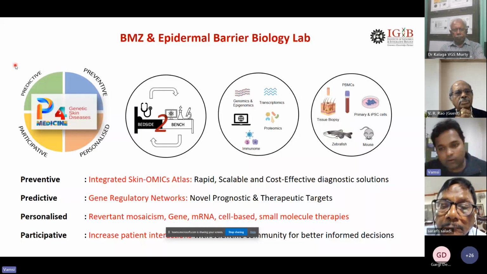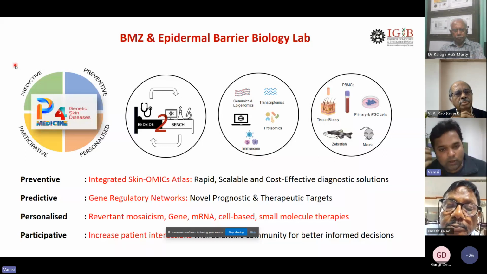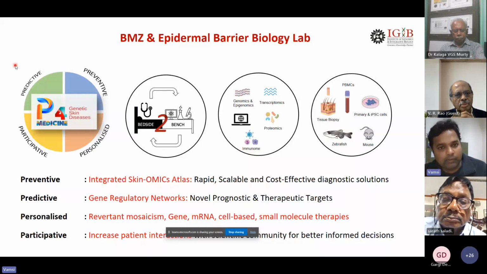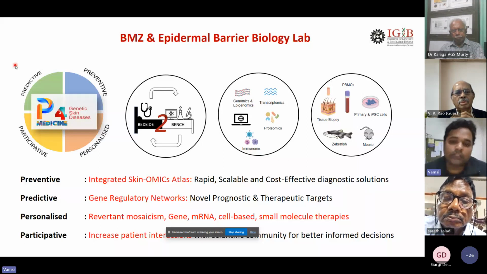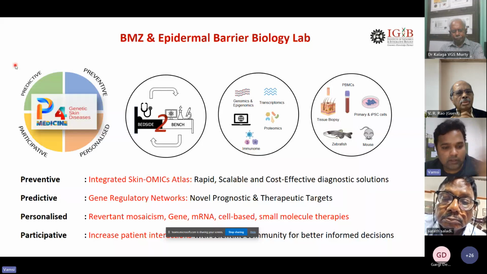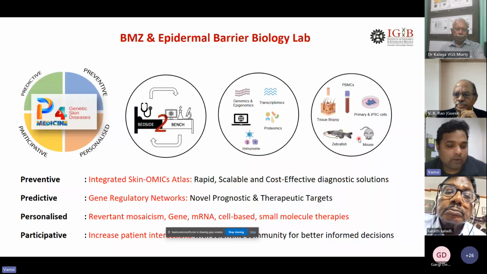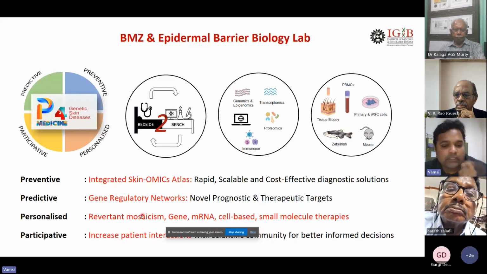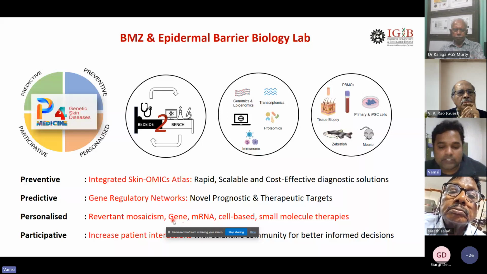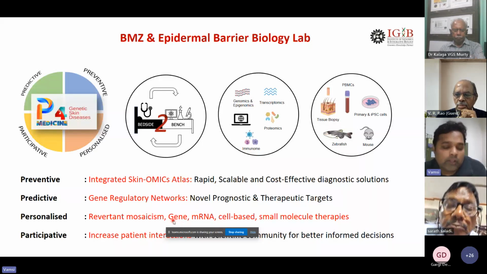So my whole concept of this lab that is being developed was, how can I use bedside techniques, bedside observations, take it to the lab, and develop some ingenious therapies and bring it back into the clinics as soon as possible. So I use a multi-omics approach with a lot of biopsies and patient animal models like zebrafish and mouse. And we try to develop a personalized therapy, which is based on revertant mosaicism. I'll come to it a bit later. And some more small molecule therapies.